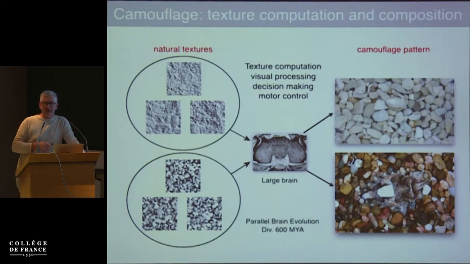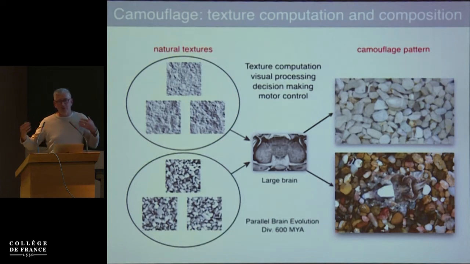These animals have it when they hatch out of their egg, meaning that it's embedded in their nervous system, presumably in the connection matrix that is somewhere between the eye and the retina and the output system. So this is one thing that we'd like to find. It involves visual processing, it involves some kind of decision making, and it involves some aspects of motor control.